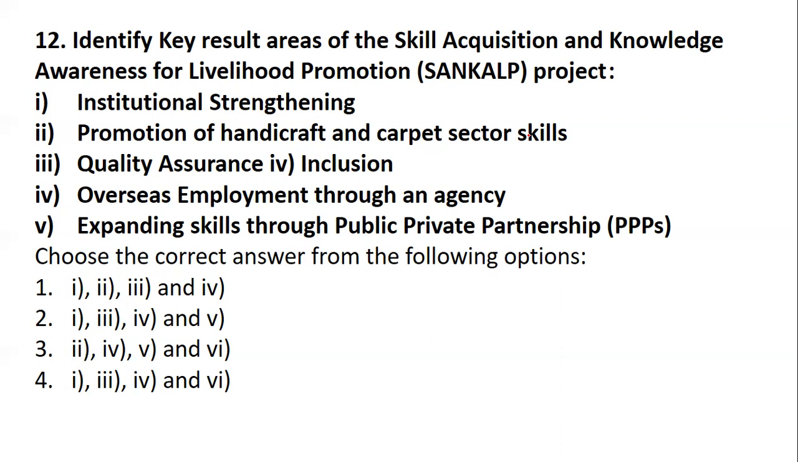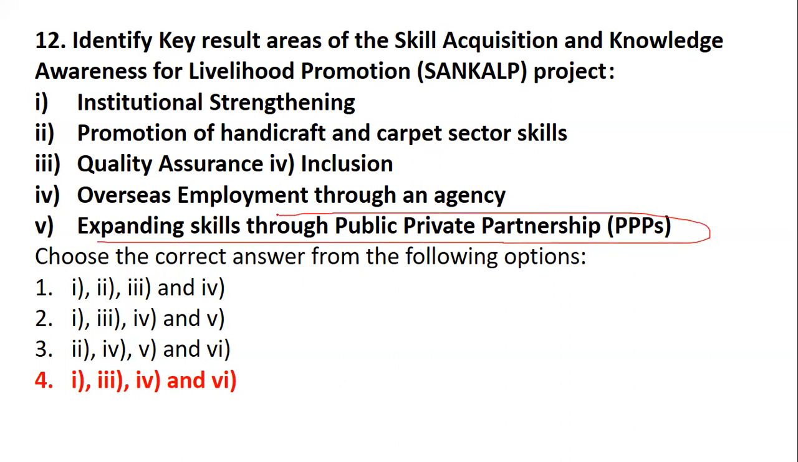So when we talk about Sankalp key result areas, it includes institutional strengthening, quality assurance, inclusion, and, sorry, the fifth option, expanding skills through private and public partnership. Is it clear? Okay. Option number 6, 4, 5.